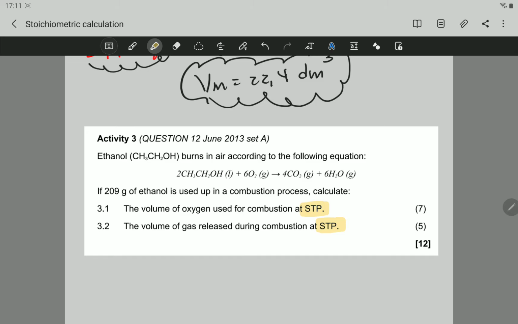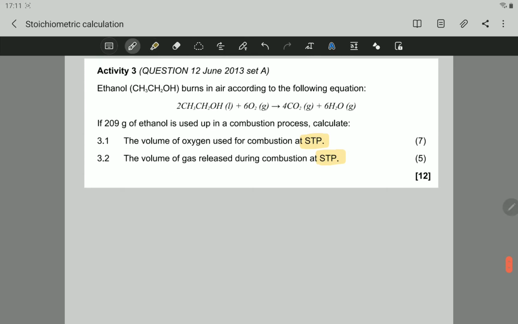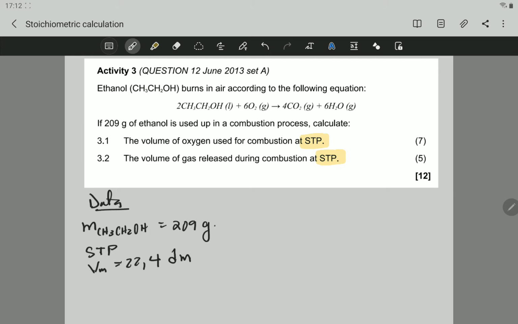All right, so let's focus on the first question. Now, let's write the information we have, which is the data. What do we have? The mass of ethanol, let's write here CH3CH2OH. The mass of this one is equal to 209 grams. That was used up. We have that both 3.1 and 3.2 are at STP. So I'm just going to write here everything is at STP. So if it's STP, then Vm is equal to 22.4 cubic decimeters. That is a very, very important piece of data because we are going to use it.